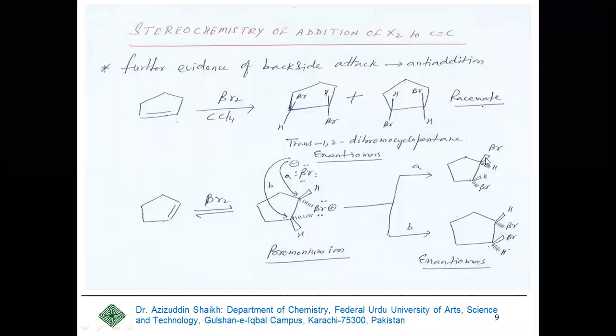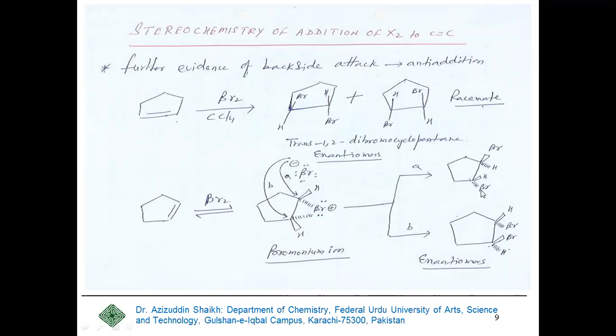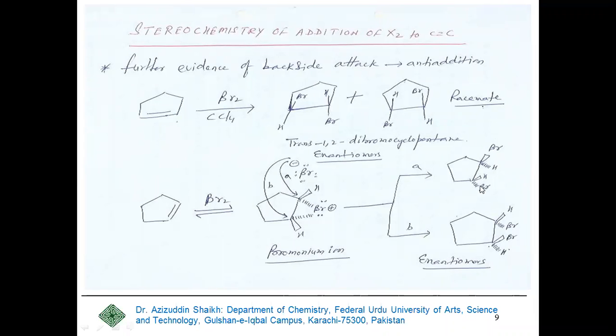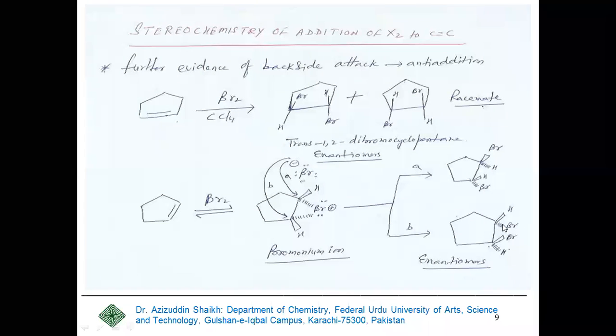Opposite side. This is the beta, and this is the alpha. Beta means front side, and bromide means back side. Here the bromine is back side, and here the bromide is front side. So the opposite, anti or trans product is obtained, and two enantiomers are formed. An anti product or trans product, and stereochemistry is also there.